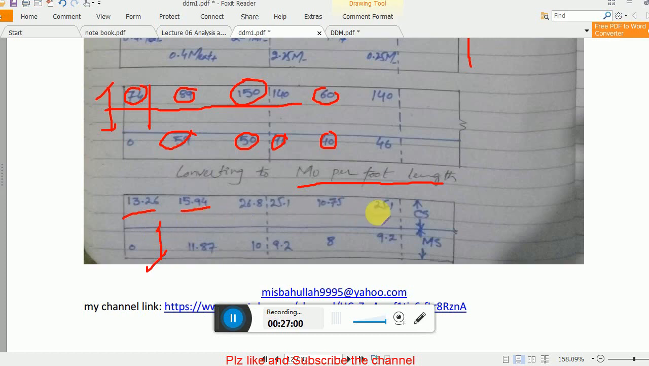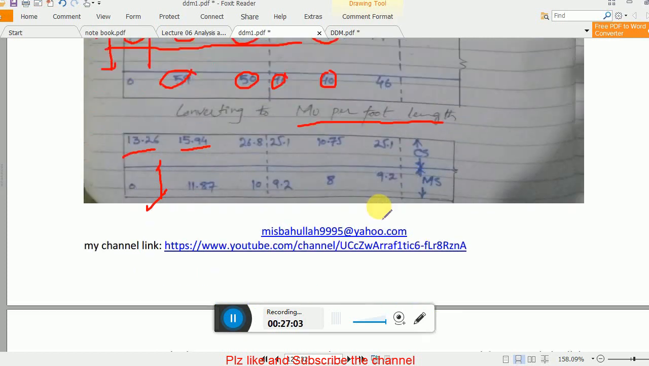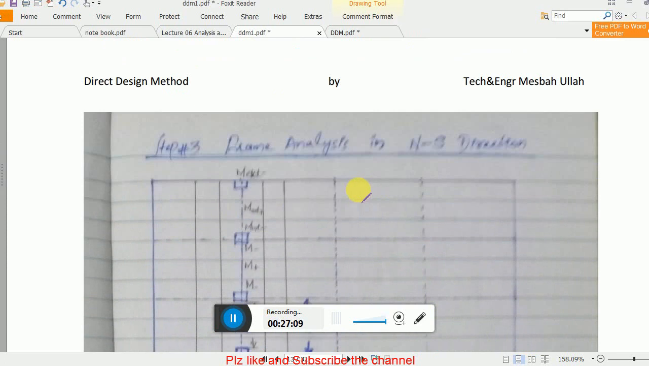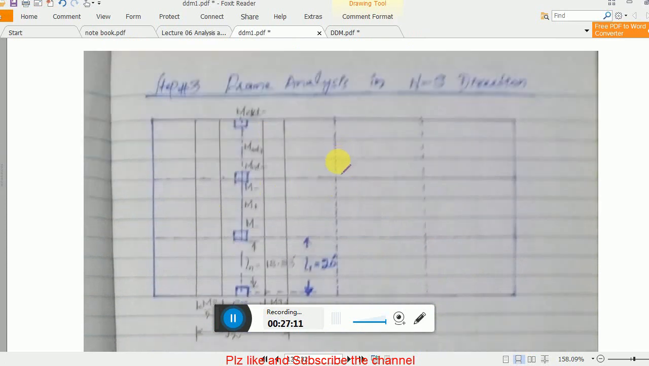Okay, so finally you do all the calculations, and for the east-west direction you analyze the frame. Now in the next lecture, inshallah, that is lecture number 6, we do the analysis for the north-south direction. But the same calculation, I just go through it.